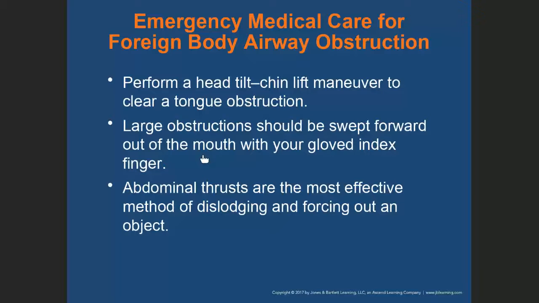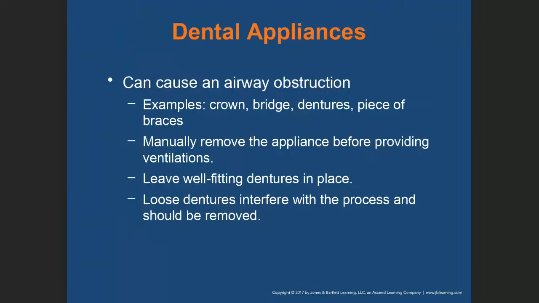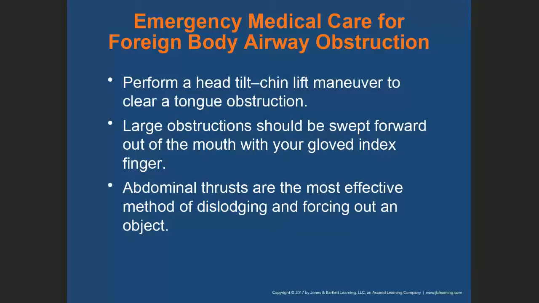Perform emergency medical care for foreign body airway obstruction. Perform a head tilt chin lift maneuver to clear the tongue. A large obstruction should be swept forward out of the mouth with your gloved index finger. Abdominal thrusts are the most effective method of dislodging or forcing out the object. And you will use the abdominal thrusts before they go unresponsive. When they go unresponsive, it is CPR, with the exception that each time you go to give the ventilations, you will check the airway to see if the object is visible.